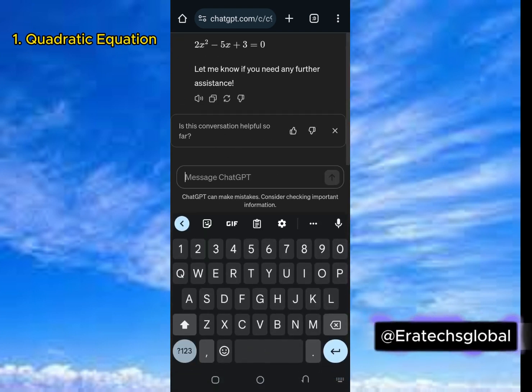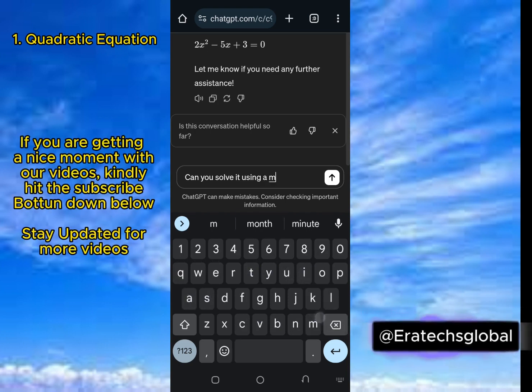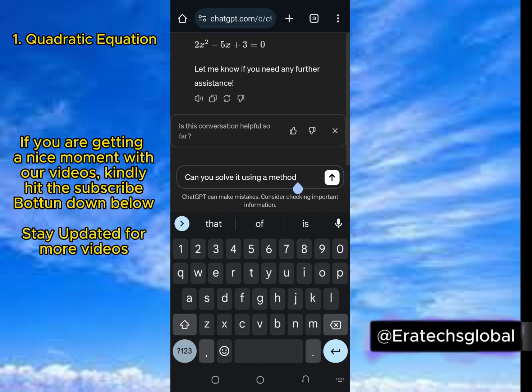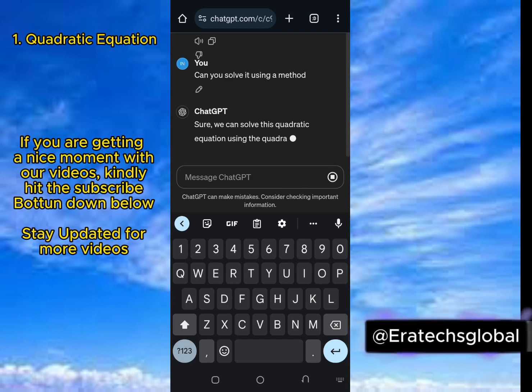Of course, you want to resolve that question. Now, can you solve it using any method? Perhaps you already know the method. If you do not know, ChatGPT will bring forth the method. Any method? Let's go there. Sure, we can solve this quadratic equation using the quadratic formula.